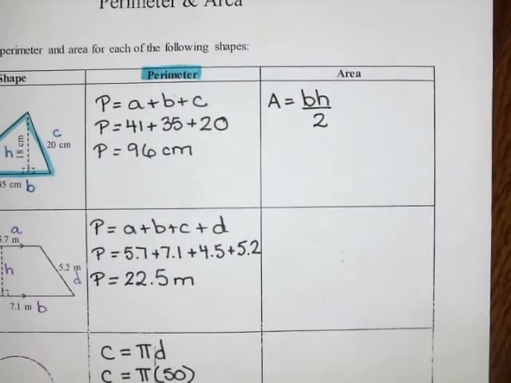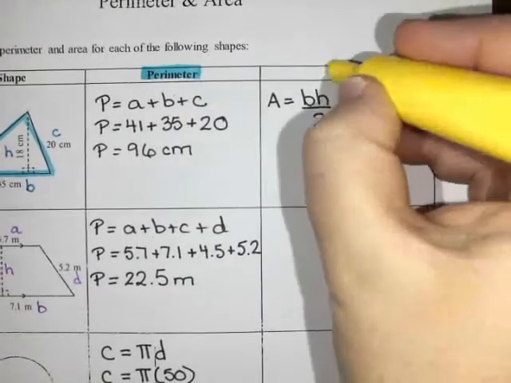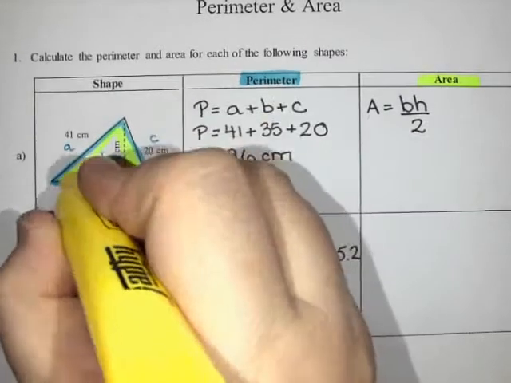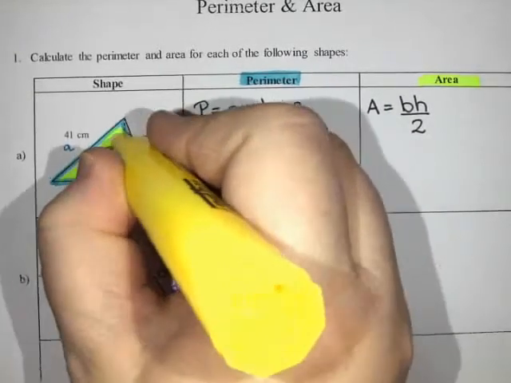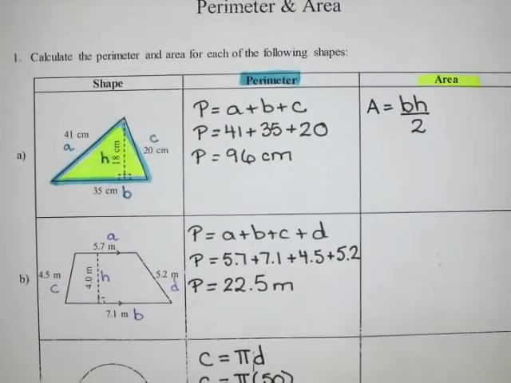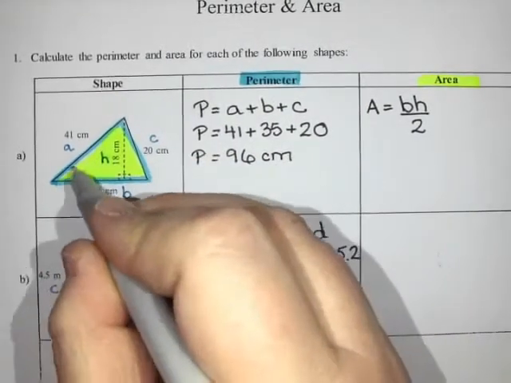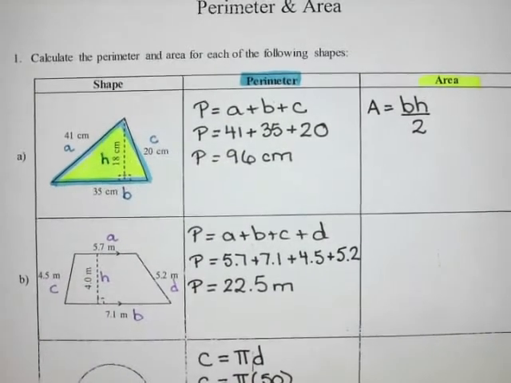Now perimeter measures the distance around the outside of a shape. Area measures the space inside of a shape. So if you wanted to calculate the distance around the outside of a shape, that's perimeter, but if you want to fill that shape up, then that's going to be area.